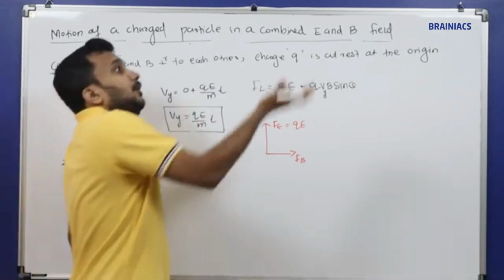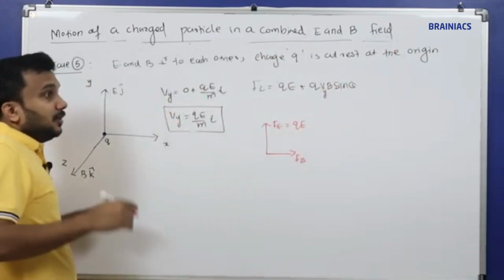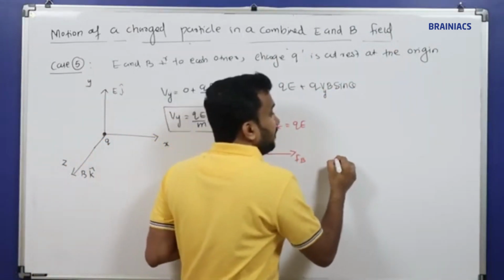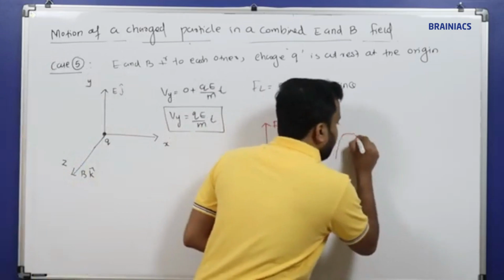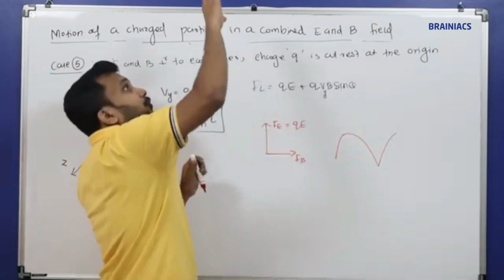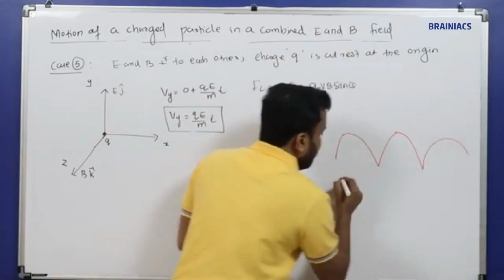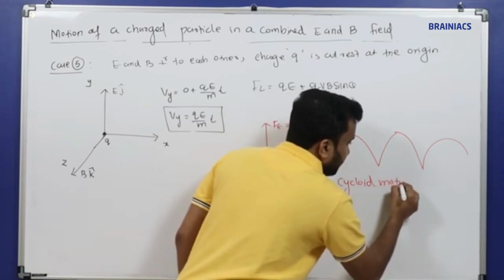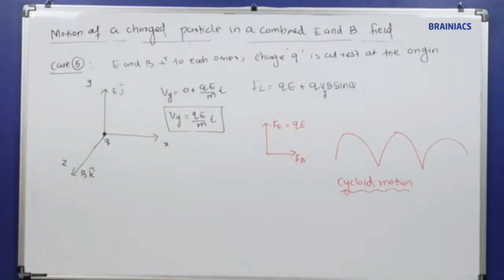Somebody is pulling upward, and at the same time somebody is applying a force downward. So what will happen? Because of Fe, the charged particle moves upward. Immediately the magnetic force pulls, so it will turn round. Again it goes upward, and whenever it tries to go upward, the magnetic force comes and keeps it down. So what type of motion is this? This is called cycloid motion. This type of motion, a sine wave kind of structure, is called cycloid motion. So this will undergo cycloid motion.